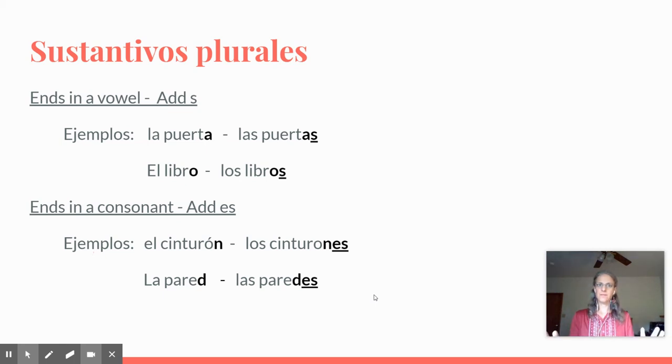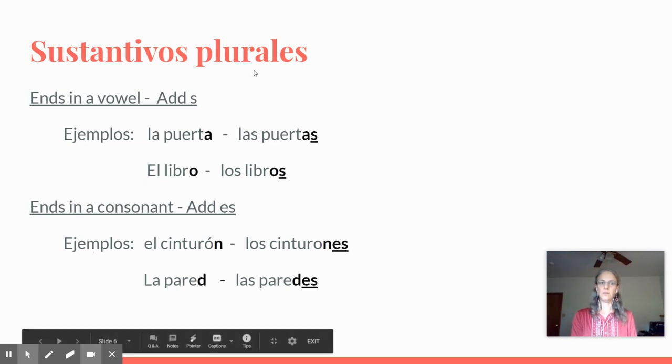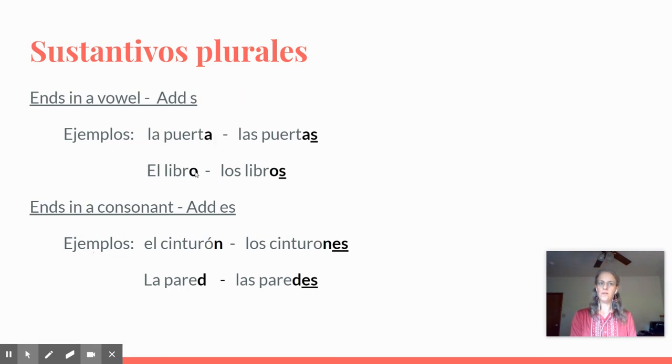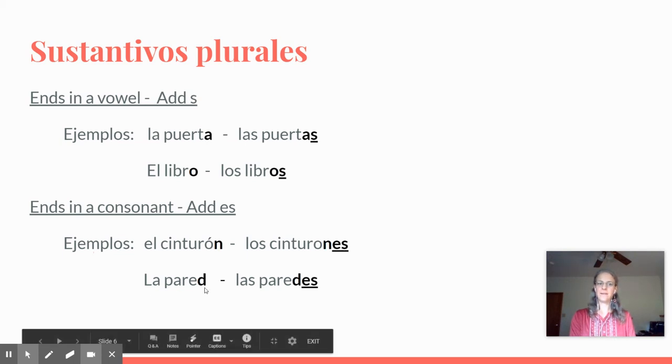Now, as if singular or plural and femenino, masculino wasn't challenging enough, we also are going to learn how to make these nouns plural. So we have sustantivos plurales. If a word ends in a vowel, a, e, i, o, u, just add s. We go from la puerta to las puertas, el libro to los libros. If it ends in a consonant, add es. El cinturón doesn't end in a vowel, so add es: los cinturones. La pared ends in a consonant, add es: las paredes.